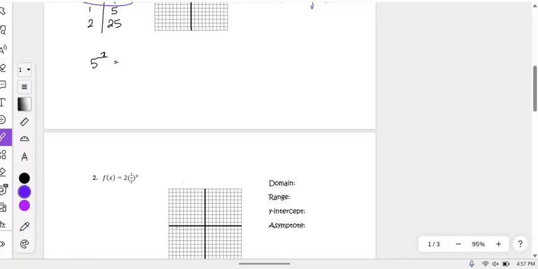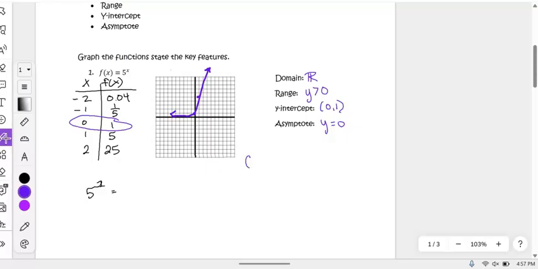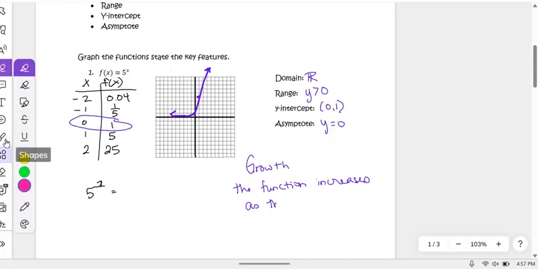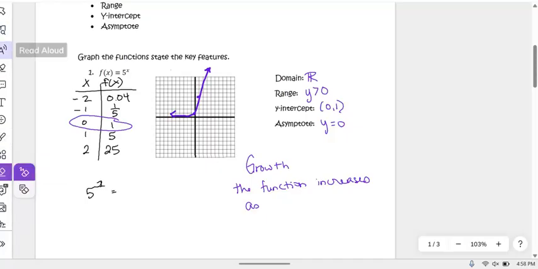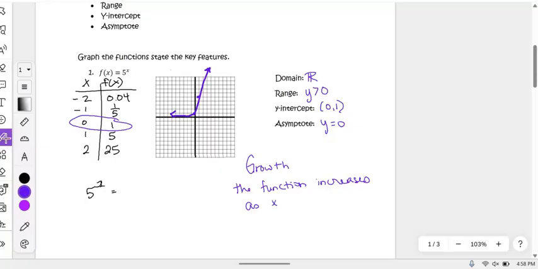All right, so this is a growth, just so you are aware. The function increases as x increases. So it's a growth.